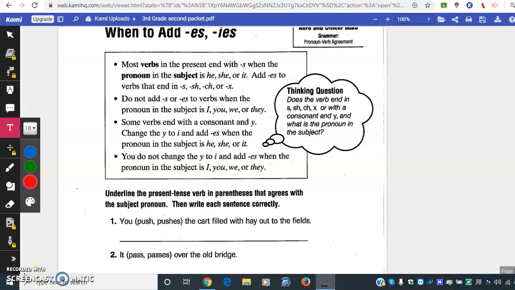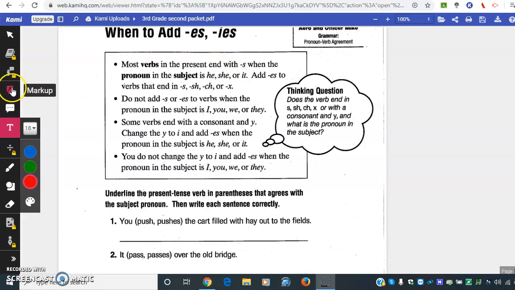All right, everybody. We're in our second learning packet, day 2, and we're talking about grammar, when to add ES or IES. On day 1, we talked about how when you're talking about one person doing something, you need to put S on their verb. Like, she is one person. She sings. You need to add an S to that verb. But there are times when an S won't do. You have to add ES instead.